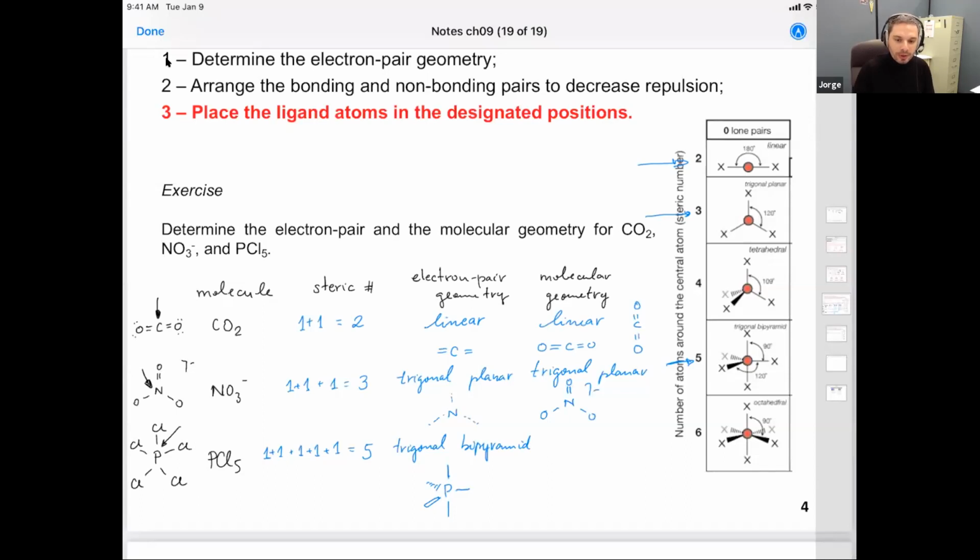For the molecular geometry, we fill up the spots with the bonding atoms. Therefore, we have 5 atoms to fill up. So we are going to fill up all the positions available. And in this case, because there is no lone pair at the central atom, the molecular geometry is going to be the same as the electron pair geometry. Trigonal bipyramid.